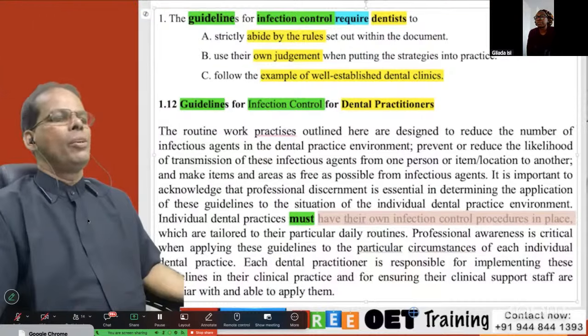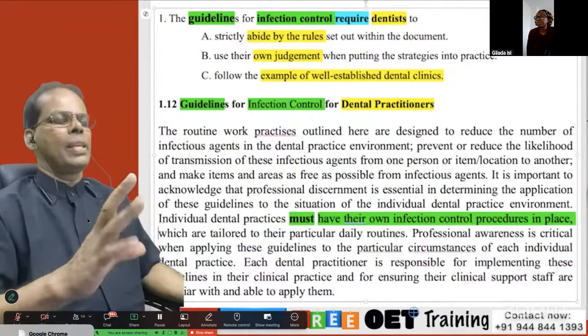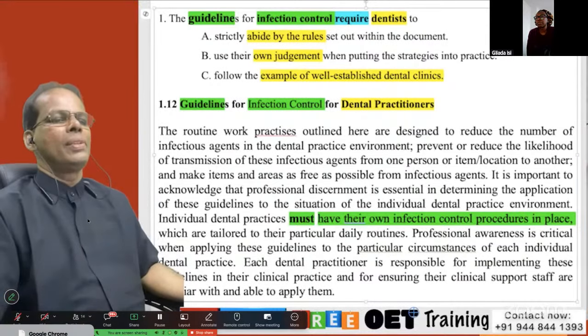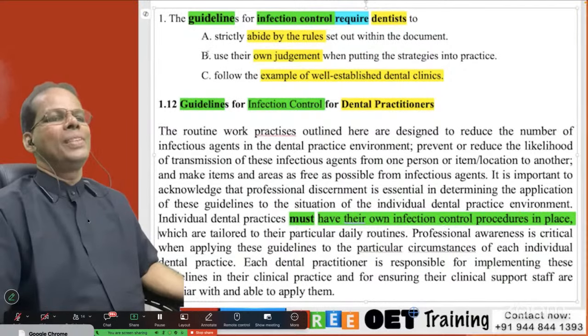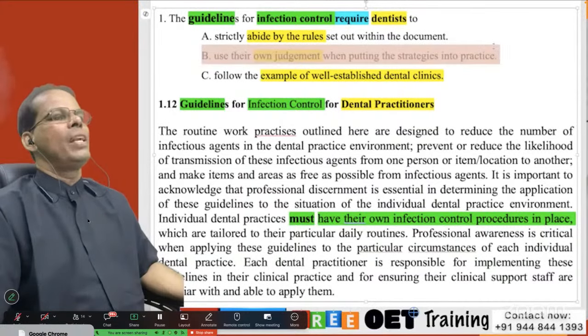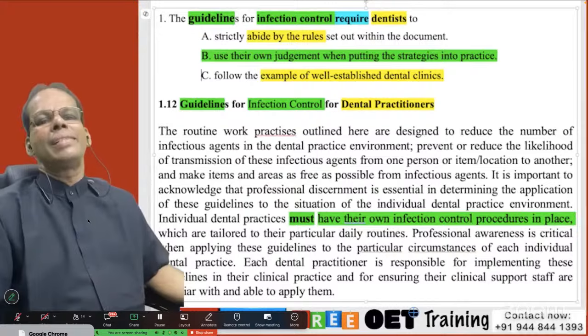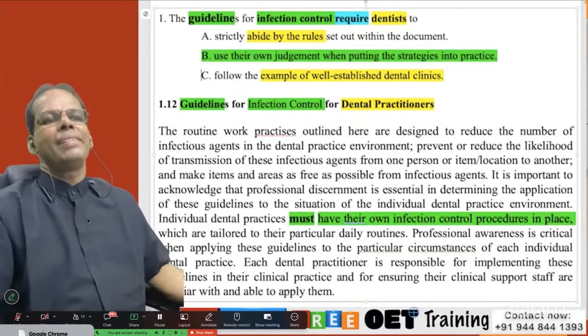Do you have a synonymous meaning or same meaning in any of the options? Their own infection control procedures. Must have. Use their own judgment, putting strategies into practice. Is the synonym. That's why I said you do not read anything else in the text. That is the right answer. Strictly abide by the rules set out within the document.